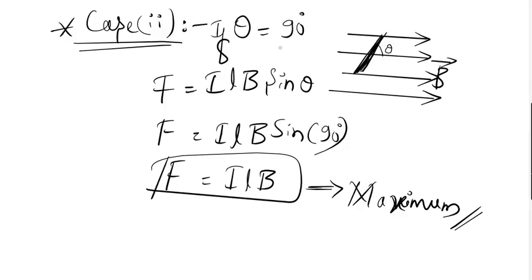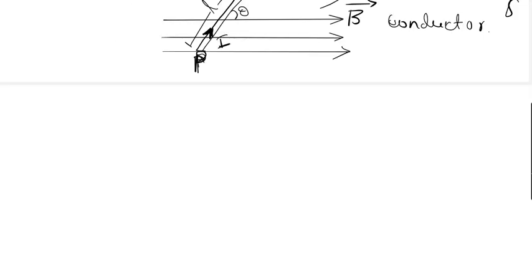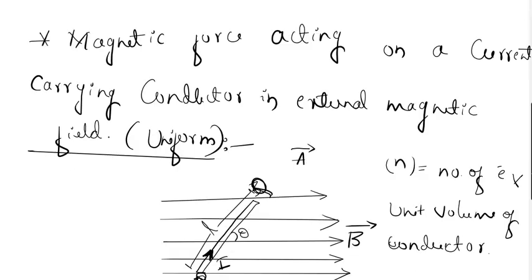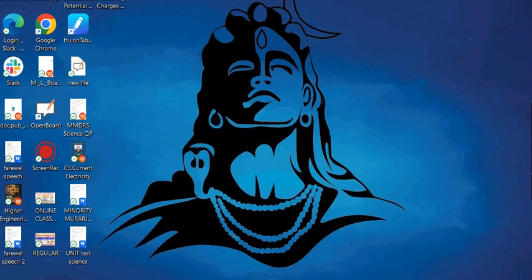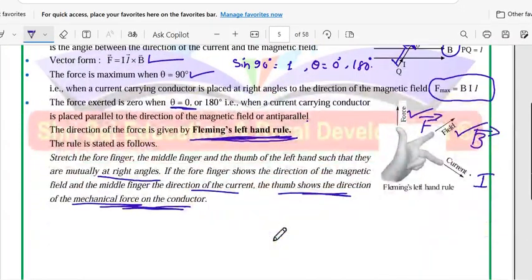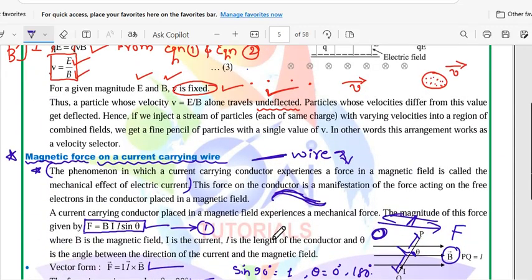So this is all about the magnetic force acting on a current carrying conductor in an external magnetic field B bar. I hope this concept is clear to you. This is all about the magnetic force on a current carrying wire and the related Fleming's left hand rule. In tomorrow's session, I'll continue with the concepts related to your syllabus.